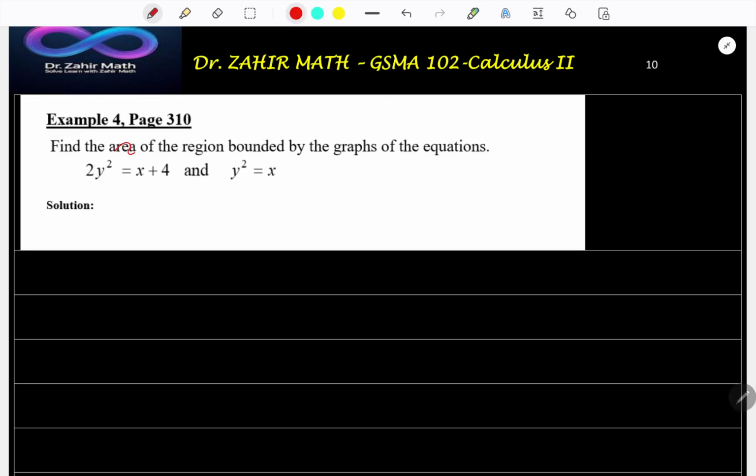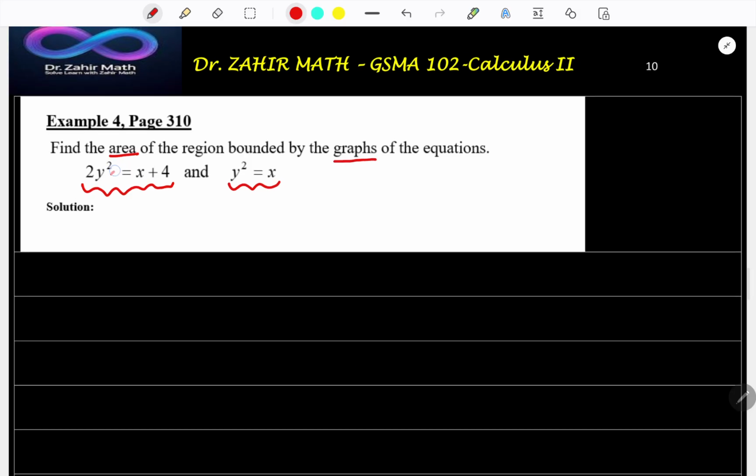Find the area of the region bounded by the graphs of the equations. Teacher, there is no word sketch. But without a sketch, we cannot find the area. Keep in your mind. So between these two curves, you are going to find what? Area. Look at here, power 2 and power 1. So this is a curve and this is a curve.